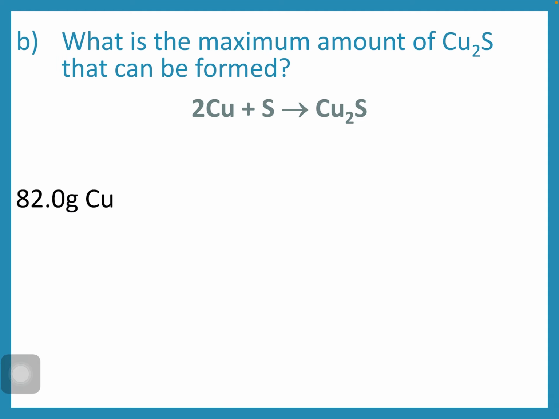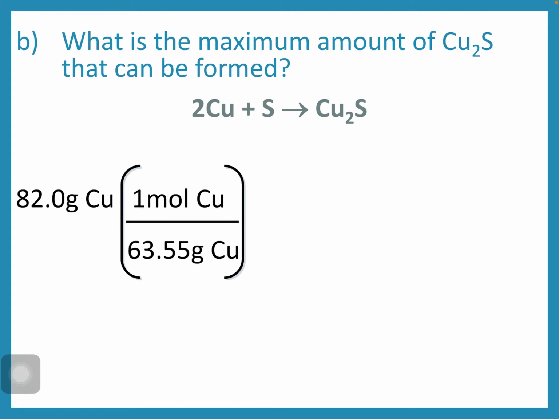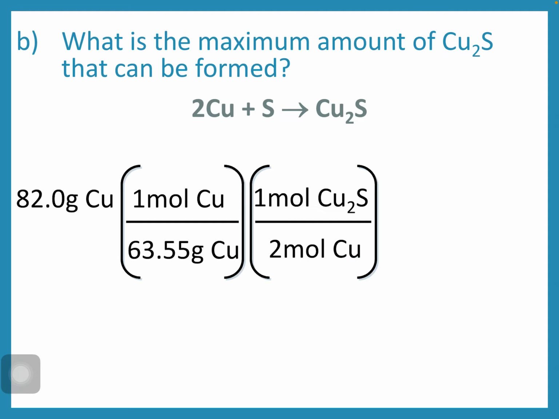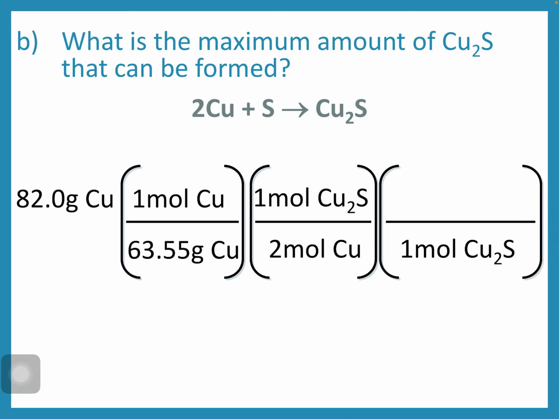So I'm going to start with my 82 grams of copper again, use the molar mass to calculate how many moles that is, use my mole to mole ratio. So 2 moles of copper for every mole of copper sulfide, and then I need my molar mass of copper sulfide. So from the periodic table, I would need to calculate 2 times the atomic mass of copper plus the atomic mass of sulfur. And so for 1 mole of copper 1 sulfide, that is 159.17 grams of copper 1 sulfide.